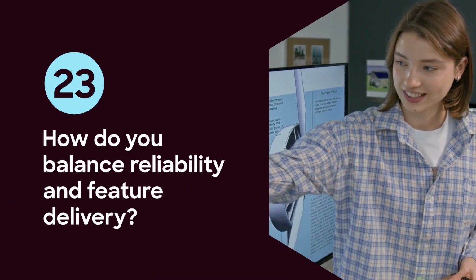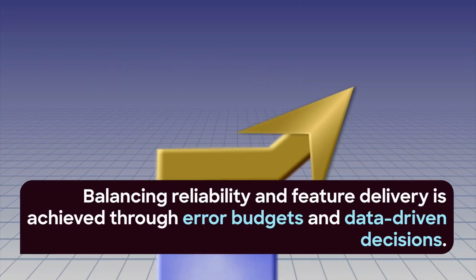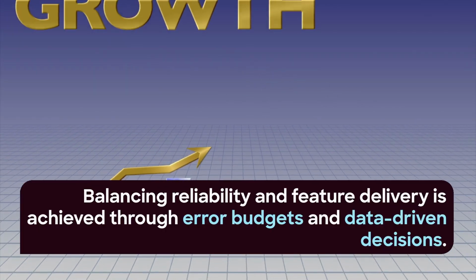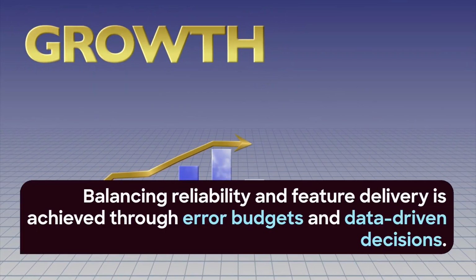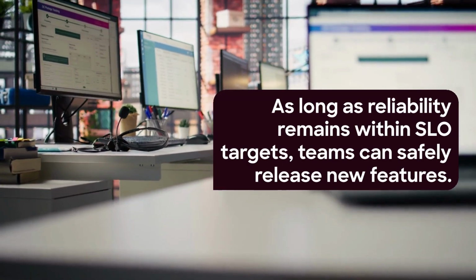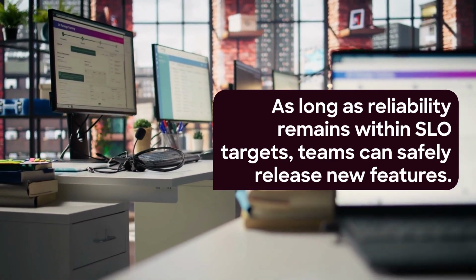23. How do you balance reliability and feature delivery? Balancing reliability and feature delivery is achieved through error budgets and data-driven decisions. As long as reliability remains within SLO targets, teams can safely release new features.